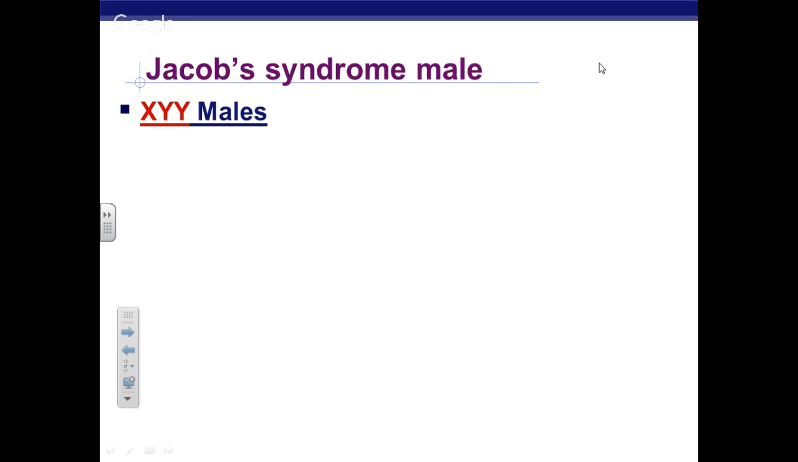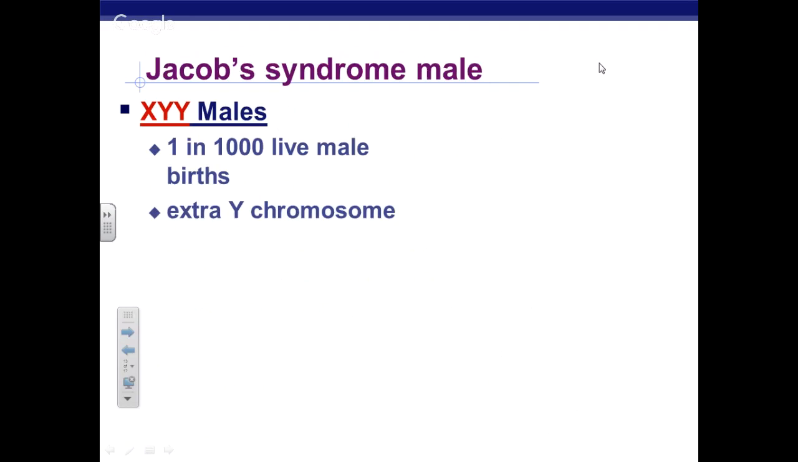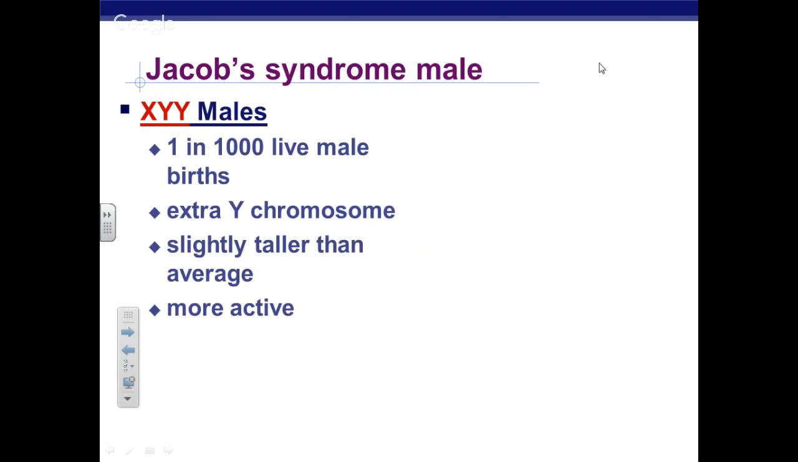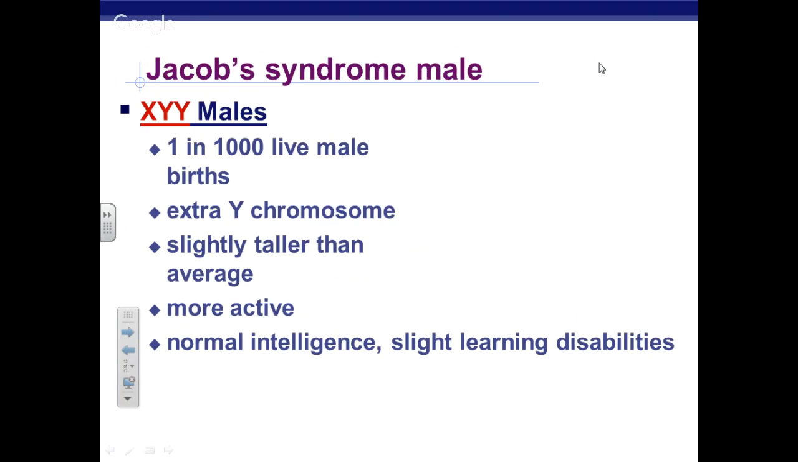Okay, Jacobs syndrome is having at least more than 1 Y and 1 X. These are all males, 1 in 1,000, so it's a little more common. They're a little bit taller than normal, and they're more active than normal. They have more testosterone. Normal intelligence, though they can have some learning disabilities, such as just some issues learning. A learning disability doesn't really have anything to do with how intelligent you are, your IQ.